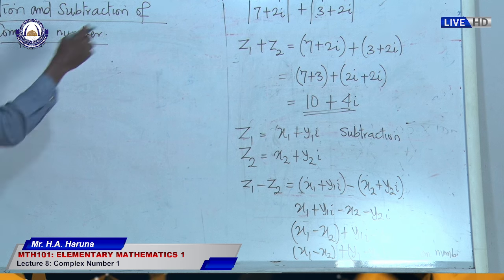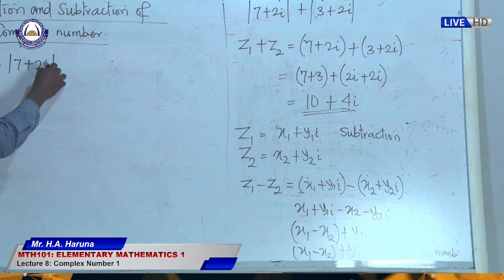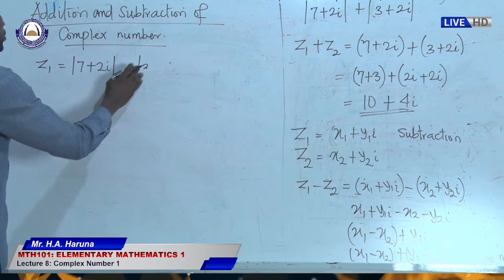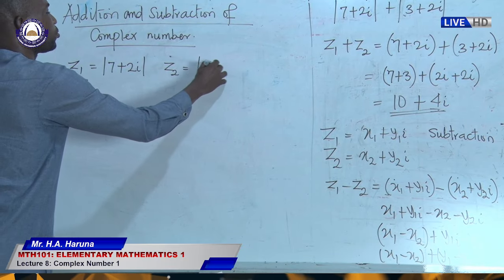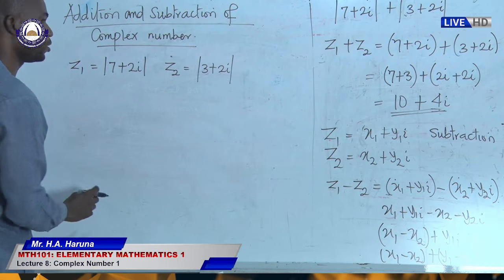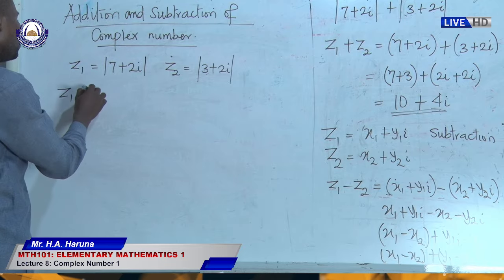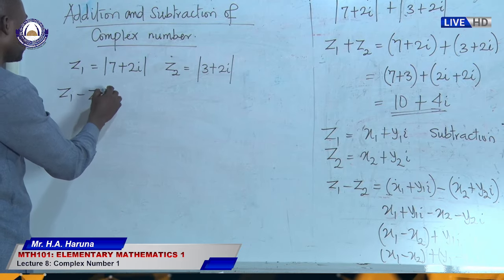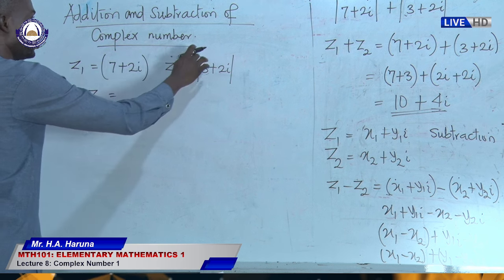So we can say Z1 equals 7 plus 2i, and let's say Z2 equals 3 plus 2i. Now let's operate the negative sign: Z1 minus Z2. Okay, let's do that.